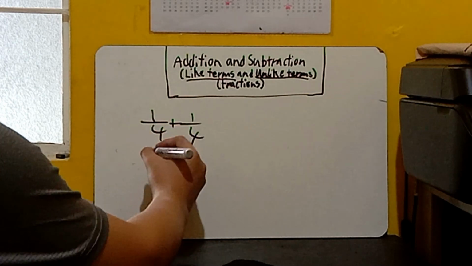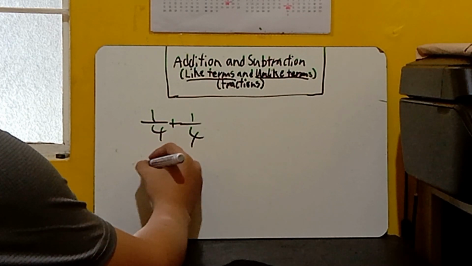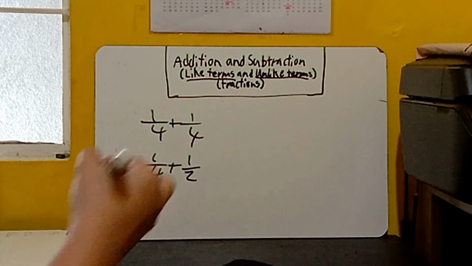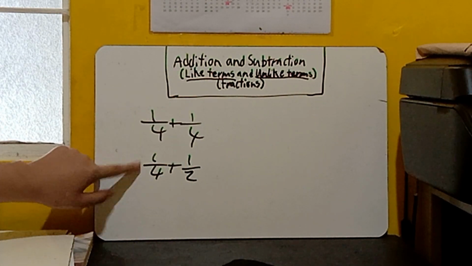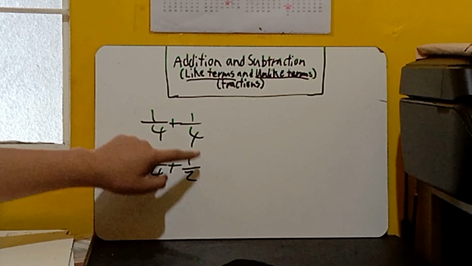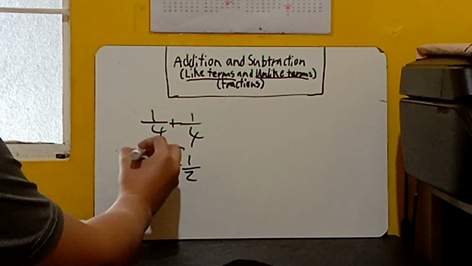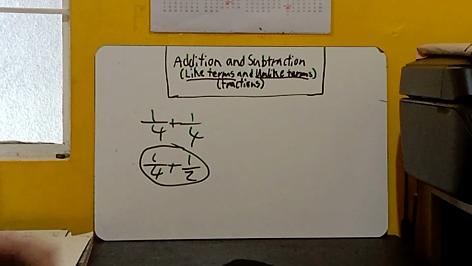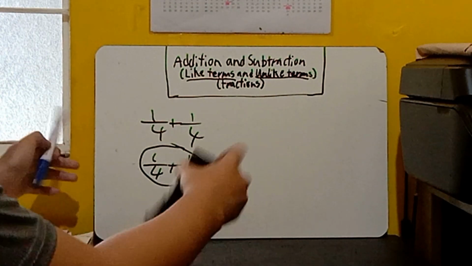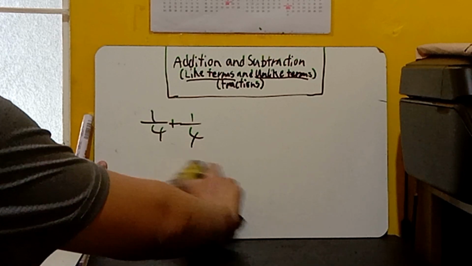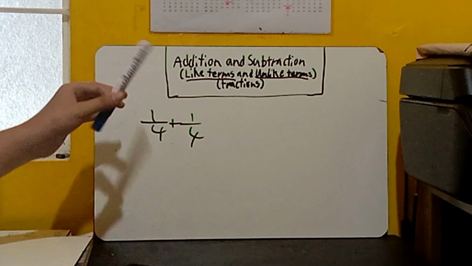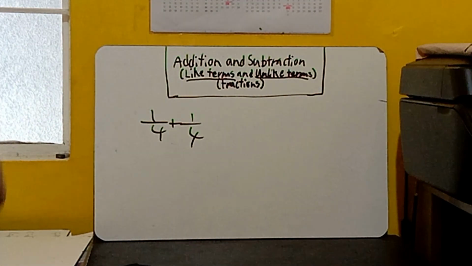And these kinds of problems, 1/4 plus 1/2, this is an unlike term. And we're going to learn how to solve like terms and unlike terms of fractions, addition and subtraction.